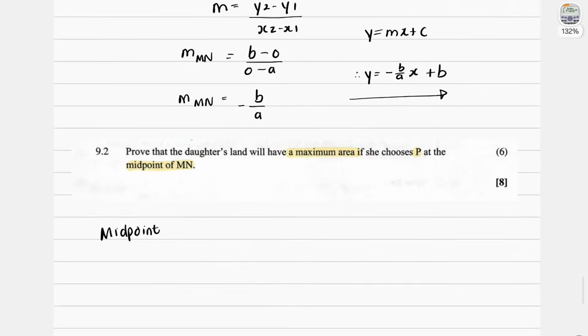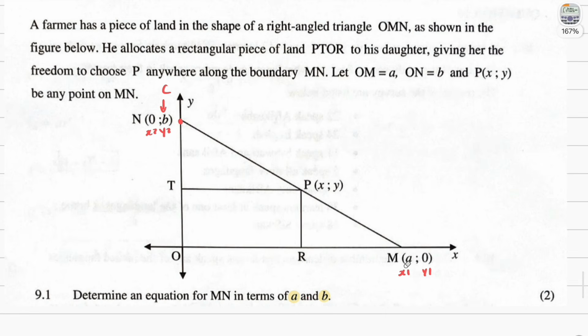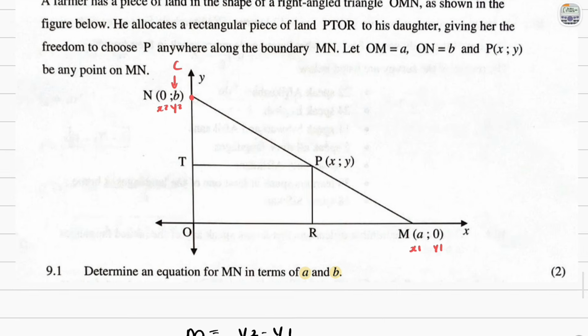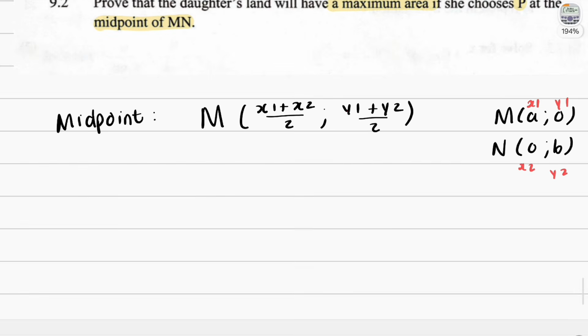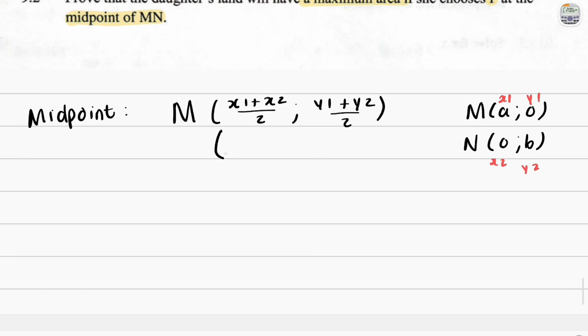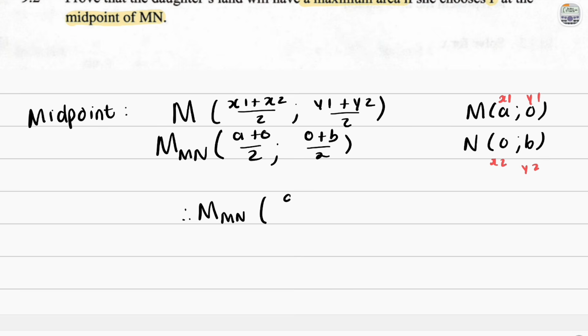So the midpoint of line MN, if M is (a, 0) and N is (0, b), let's find the midpoint using the midpoint formula. We'll find the midpoint by substituting those points in, and this will give us that point P, well, supposed P. So we'll say it's the midpoint of MN. We have (a plus 0) over 2, and 0 plus b over 2, which simplifies to the midpoint of MN being a over 2 and b over 2.